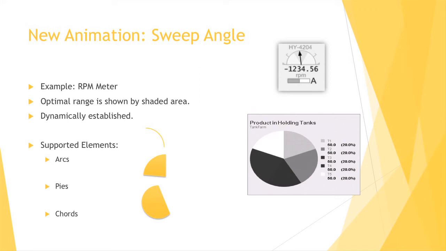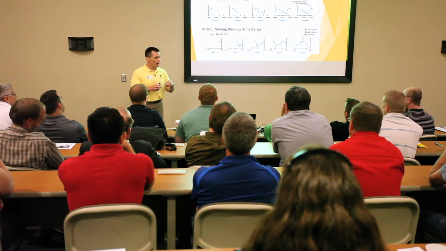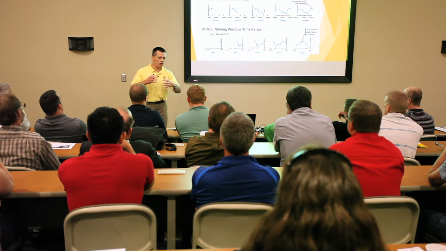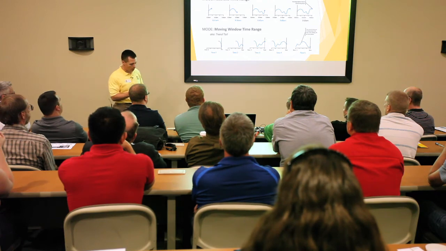A sweep angle animation, like for RPM meters, building pie charts, is another new animation. This isn't an animation per se, this is a new graphic element. I really like this one. This is the trend pen. It's a very lightweight trend, and it's meant so that you can place a bunch of them on one window or one graphic. It's not meant to be a big fancy historian client thing. You don't right click on it and save data to a CSV and get all the options you can get in a historian client.